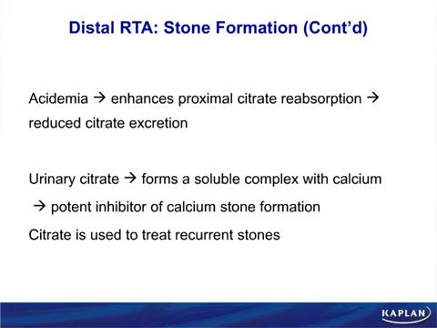An acidemia will also enhance proximal tubule reabsorption of citrate. This is an important concept because citrate inhibits calcium stone formation. Calcium citrate forms a soluble complex, and citrate is a potent inhibitor of calcium stone formation. We actually use citrate to treat recurrent stones. So an acidemia will enhance proximal tubular reabsorption of citrate, and that will also enhance the formation of calcium phosphate stones in a distal RTA. So this is an important concept to know.